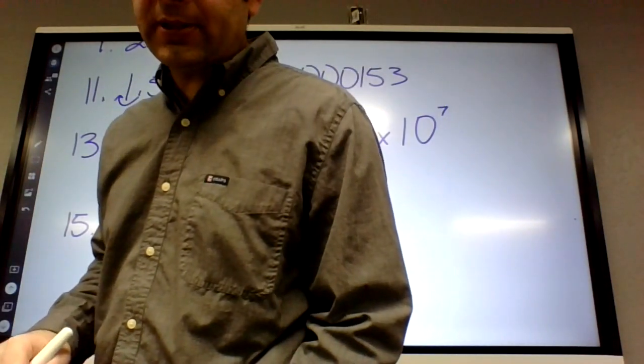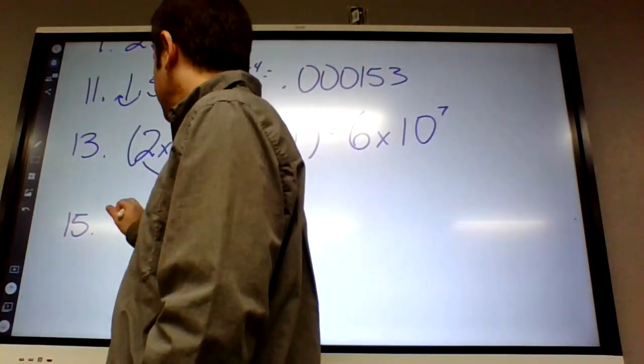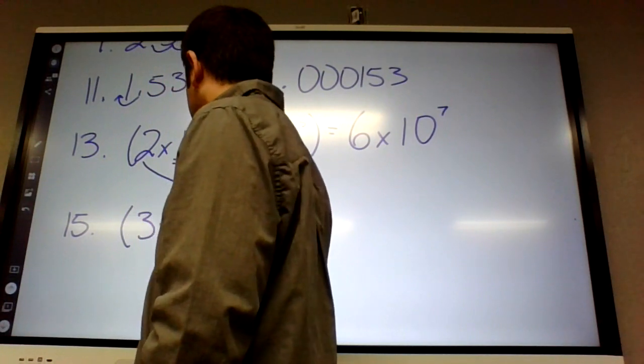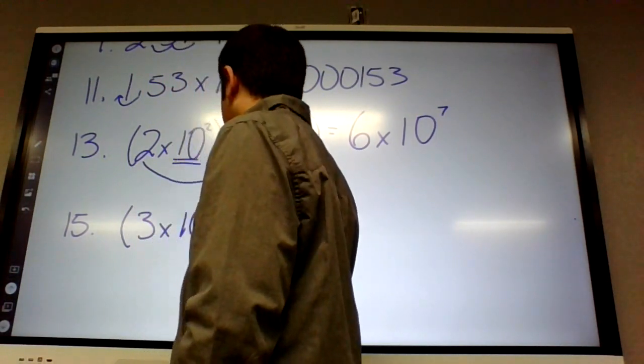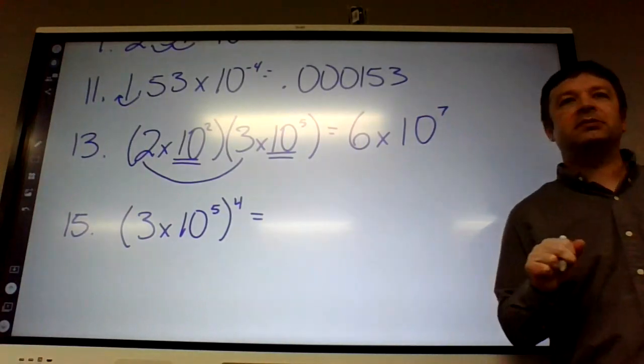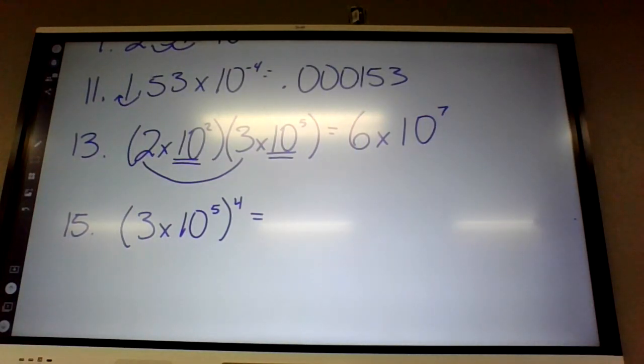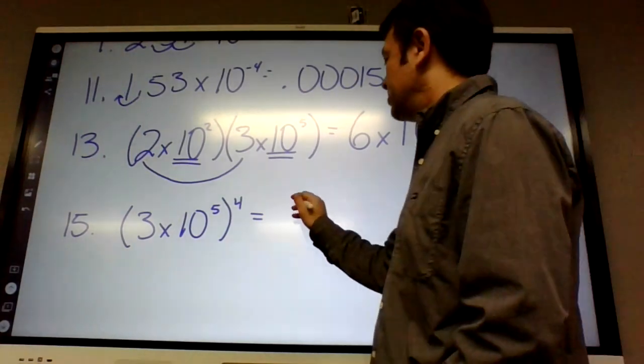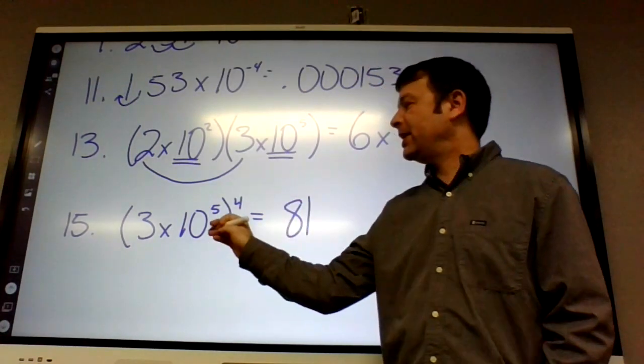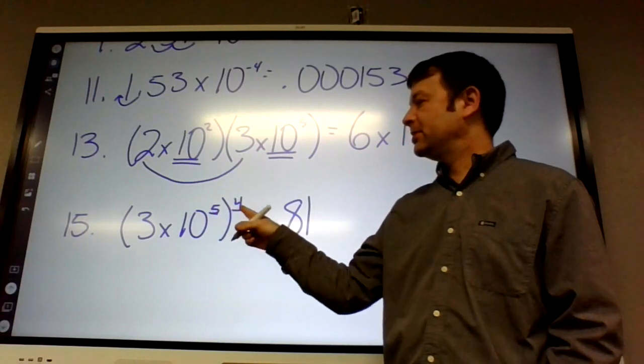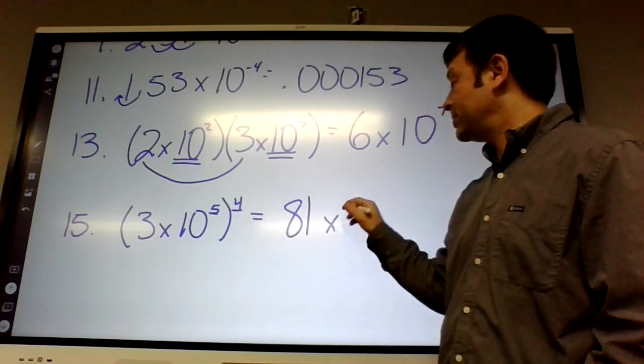15. 3 times 10 to the 5th, to the 4th. Okay, this one is different. It's like 4 of those multiplied together. So it's like 3 times 3 times 3 times 3. 3 times 3 is 9, 3 times 3 is 9, 9 times 9. Do you guys remember how to do exponents here? Multiply, yes, times 10 to the 20th.